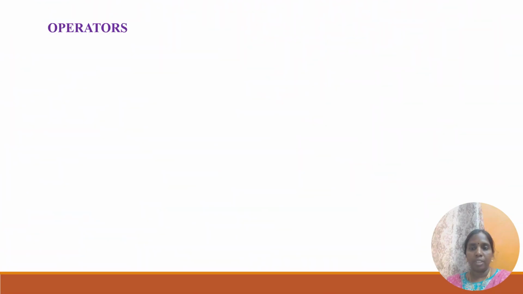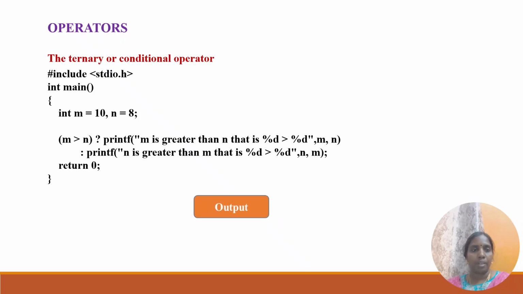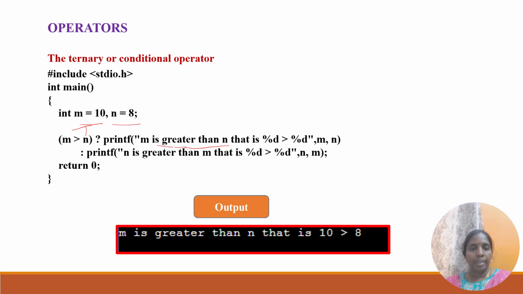So in this we are using a conditional operator called the question mark. For example, if m equal to 10, n equal to 8, if m greater than n, this condition itself is true. So if m is greater than n is true, the first part will be executed and it will not go to the next statement. So you can see 10, m is greater than n, the first printf statement will be executed.